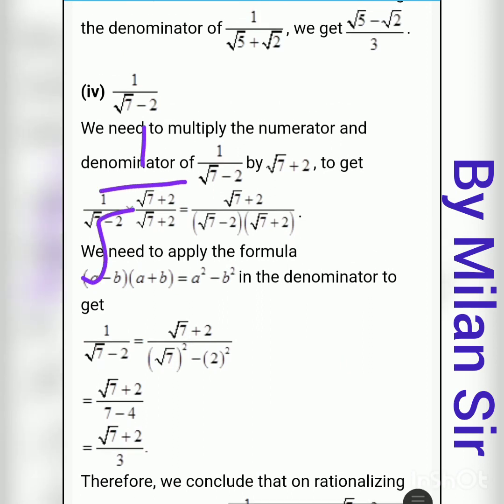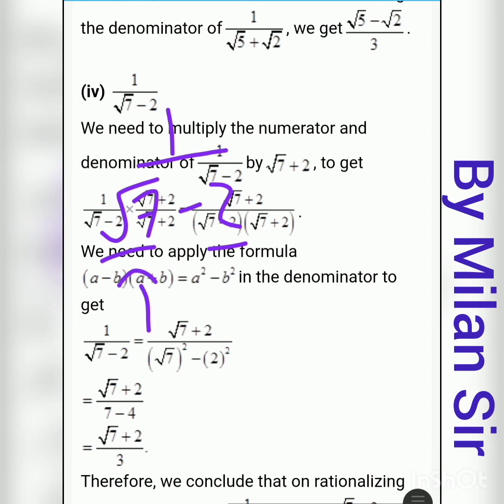1 upon under root 7 minus under root 2. Sorry, 1 upon under root 7 minus 2. Now in denominator how many terms do we have? Two terms. Here square root is only present in one term. In the second term we have no square root, but even then we need to consider two terms and follow the same process, because two terms we have in the denominator.